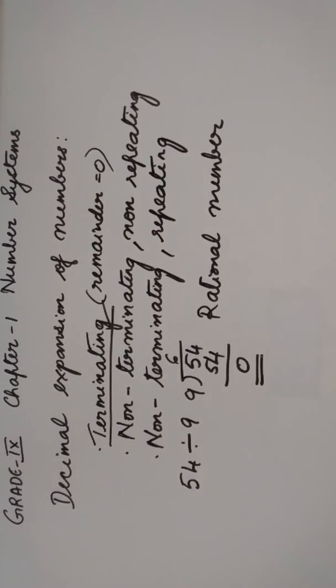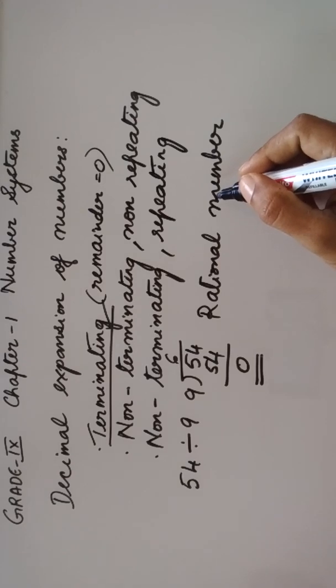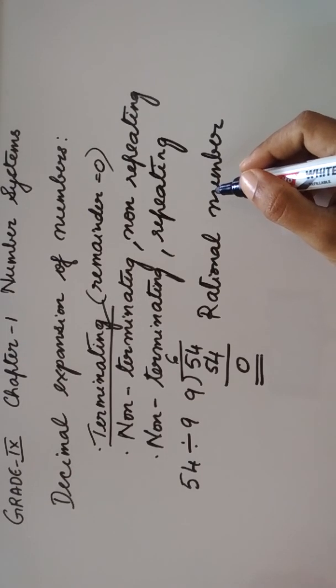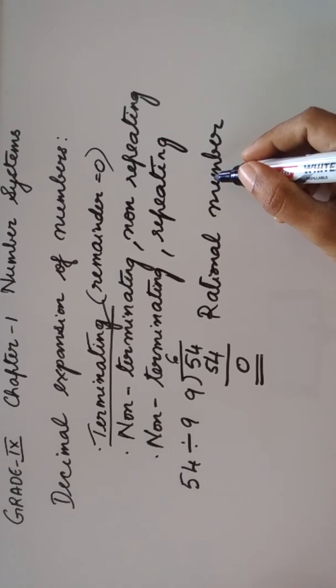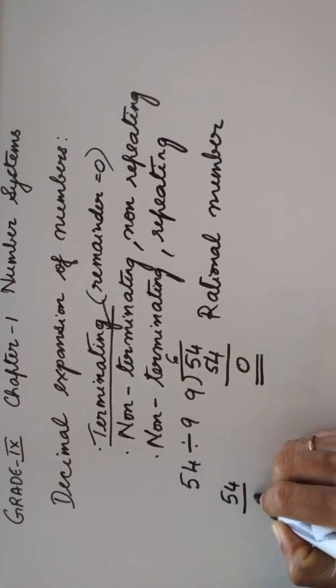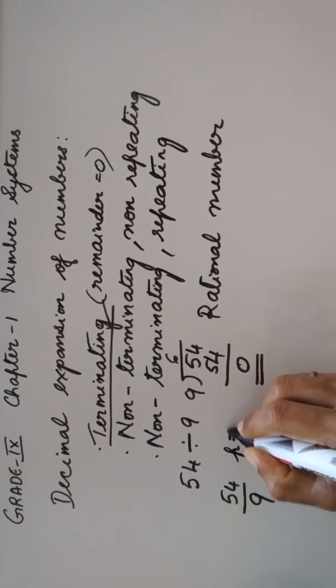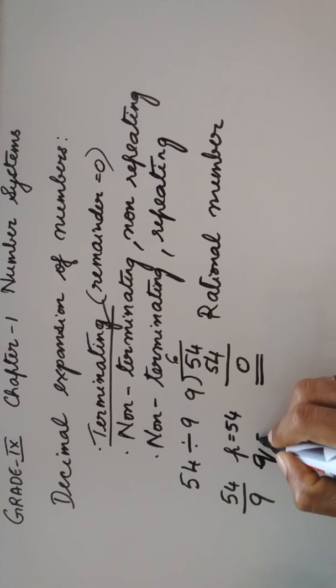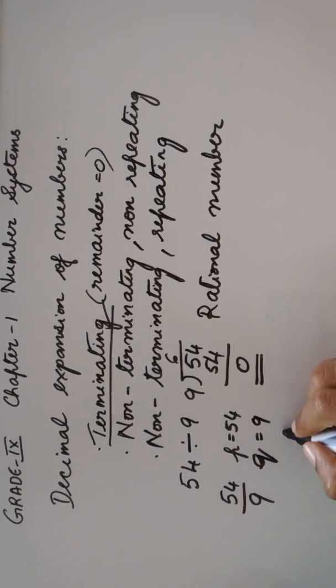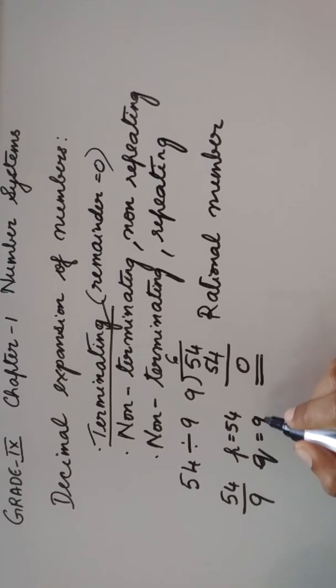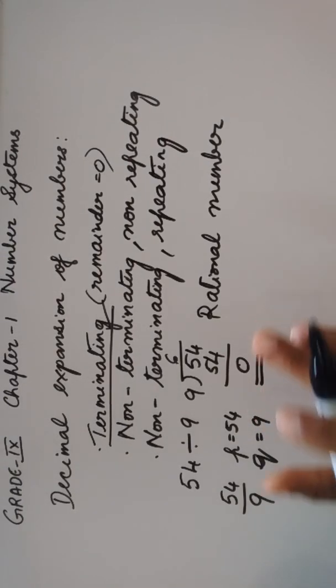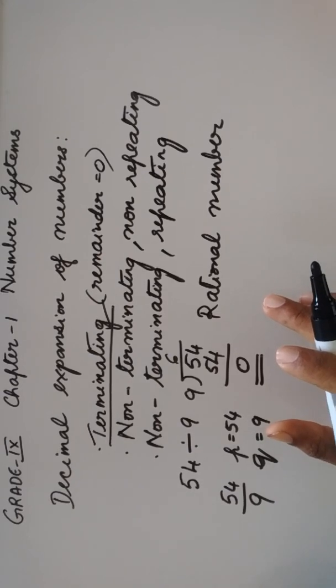Did you get this, students? It is always a rational number. And this rational number can be written in the form P by Q. I told you, isn't it? So P by Q, which means 54 divided by 9. Here P is equal to 54 and Q is equal to 9. And here Q is not equal to 0. So this is a rational number. Did you get this, students? Okay.